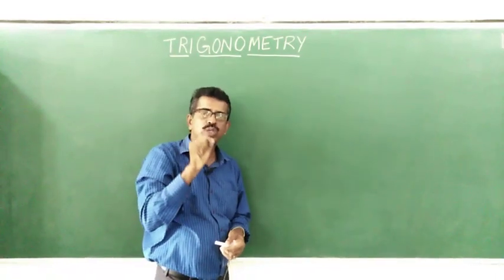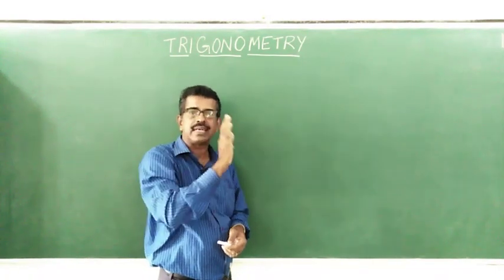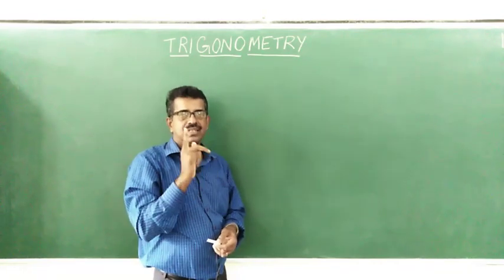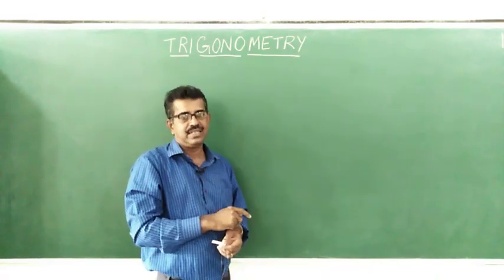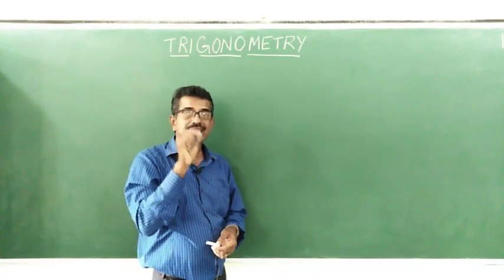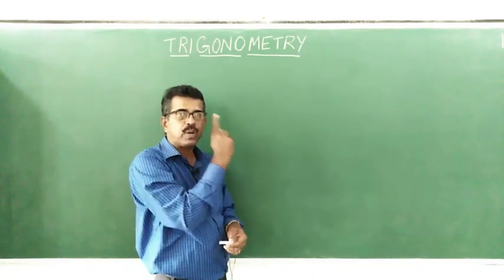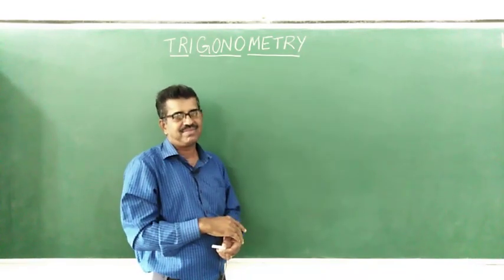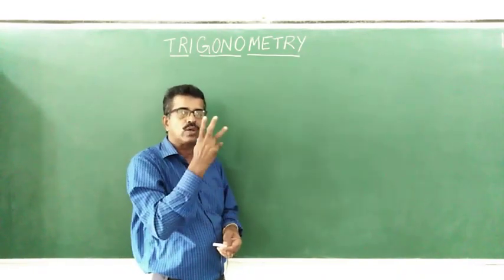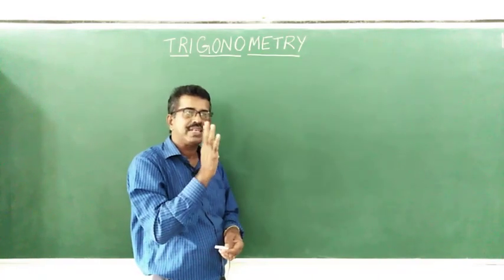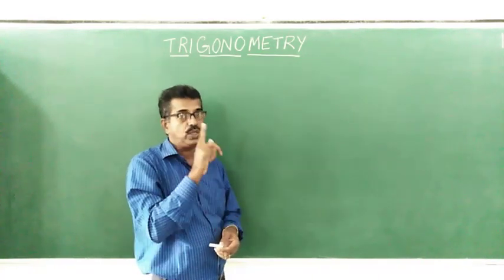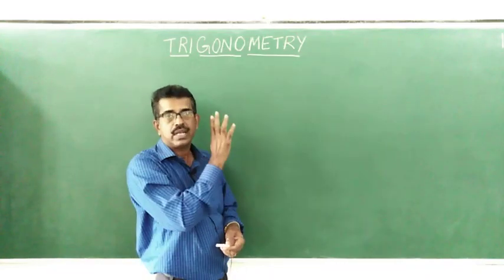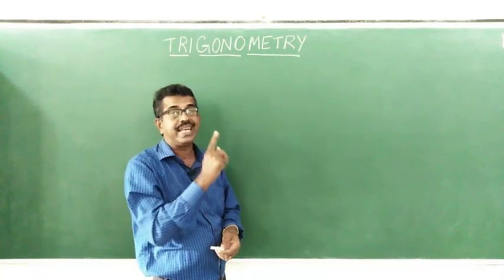What do you call a figure which has three angles? Nothing but triangles. Therefore, the study of triangles and their properties is there in the unit trigonometry. Does that make sense? So in trigonometry, we are going to study the properties of triangles. And that is very useful. There are a lot of applications. We learn many useful things here. So that is trigonometry.